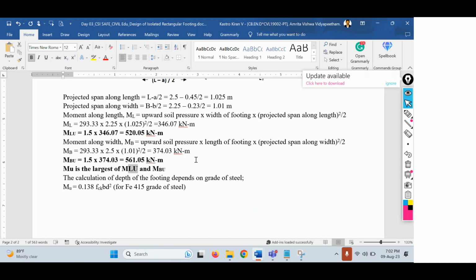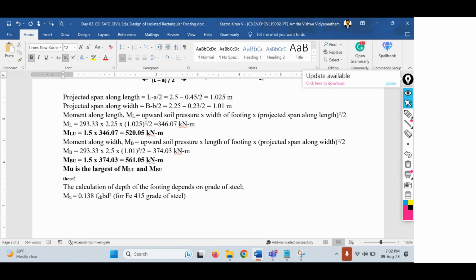So what is the value of Mu now? The value of Mu will be 561. Therefore, Mu equals 561.05 kilonewton meter. Right, so now from this we have to calculate. Now, what is the value of Mu? It is actually the moment along the width direction.